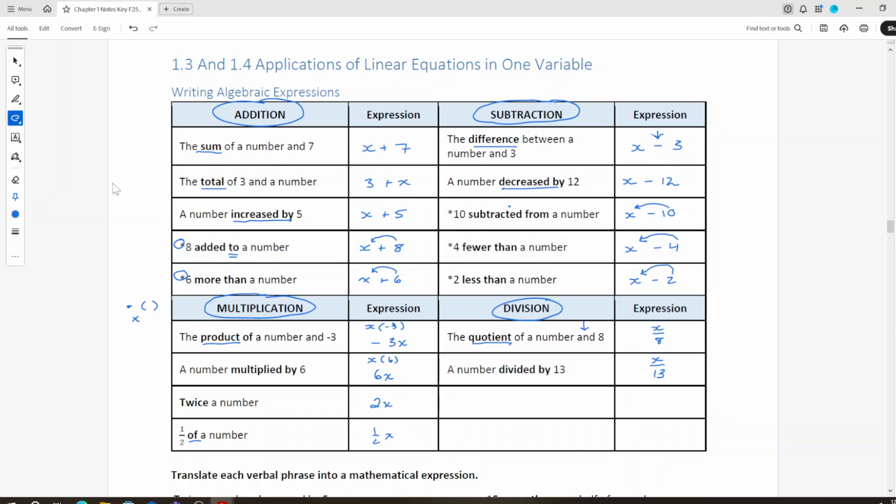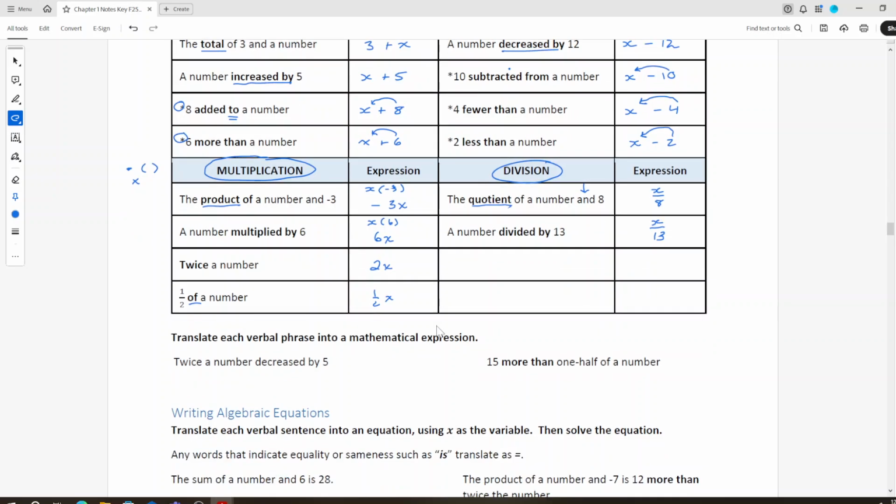They don't ask the division ones too much. Usually they use the word quotient, but I know they use divided by as well, but there are very few words that are going to indicate division versus addition, subtraction and even multiplication. So now what we're going to do is put these words into action by translating verbal phrases into mathematical expressions, and it can involve more than one of these words.